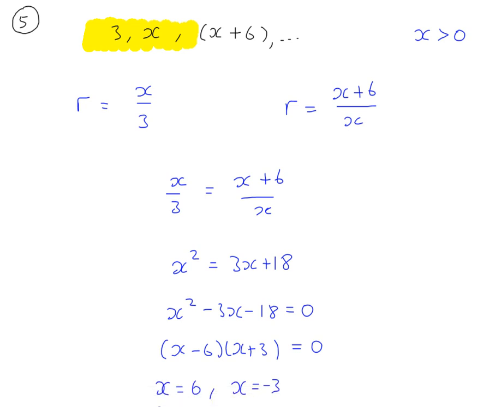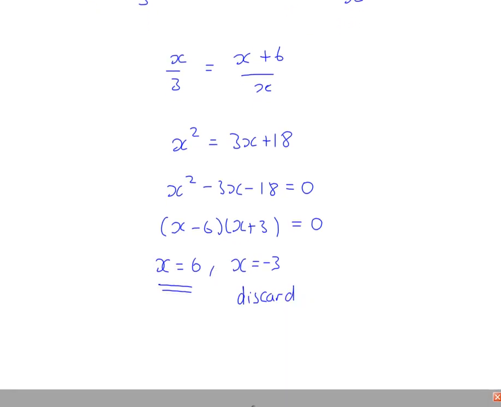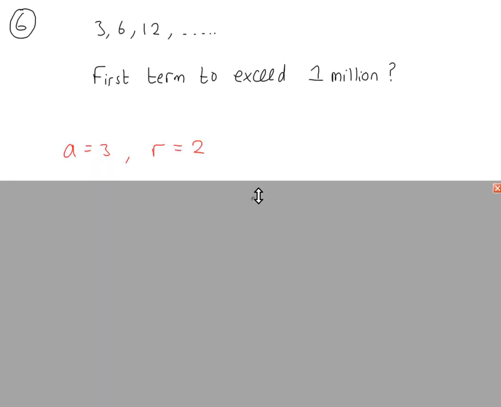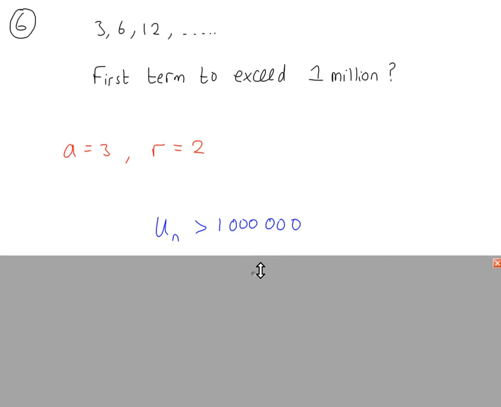Example 6, again we have an arithmetic sequence and we're looking for the first term to exceed 1 million. Not the sum of terms, we're not looking at series, we're looking at sequences, the first term. So if a is equal to 3, the first term, you can see we're multiplying by 2 to get from one term to the next, so the common ratio is 2, and we want to solve this. And u_n represents any term in the sequence. So we have a general formula for u_n. If we substitute the values that we know into this formula, so now we have to solve this inequality.